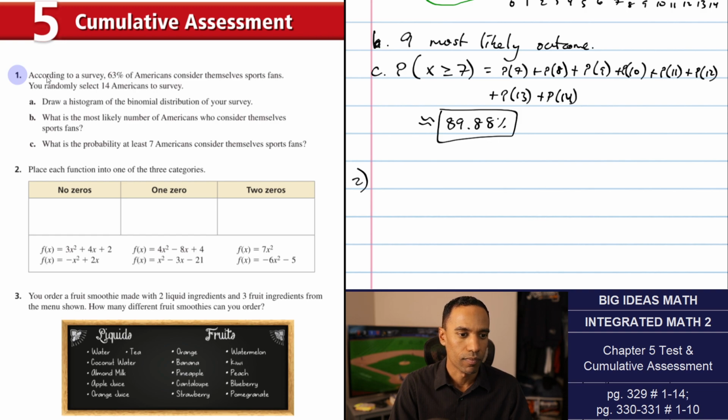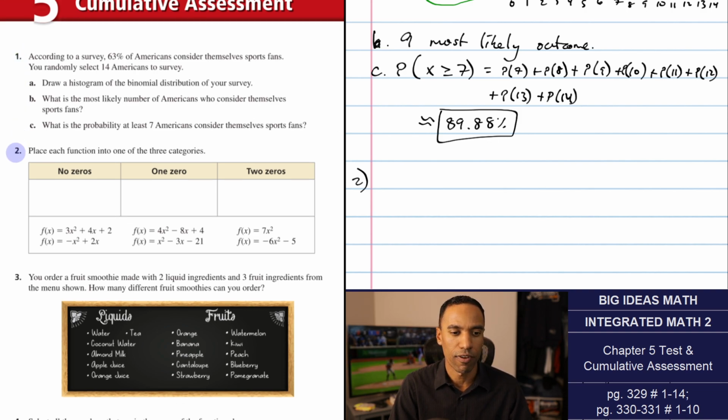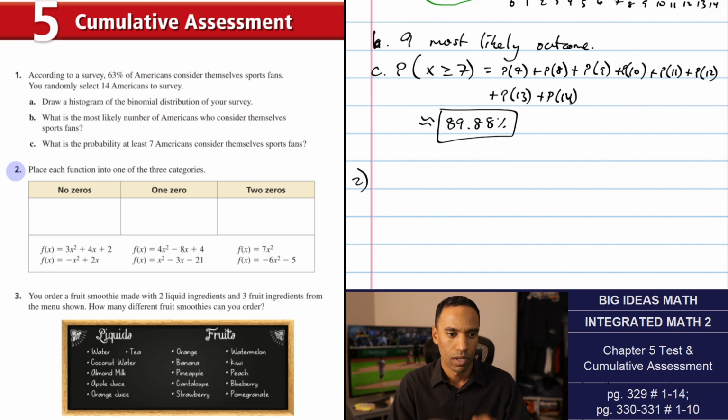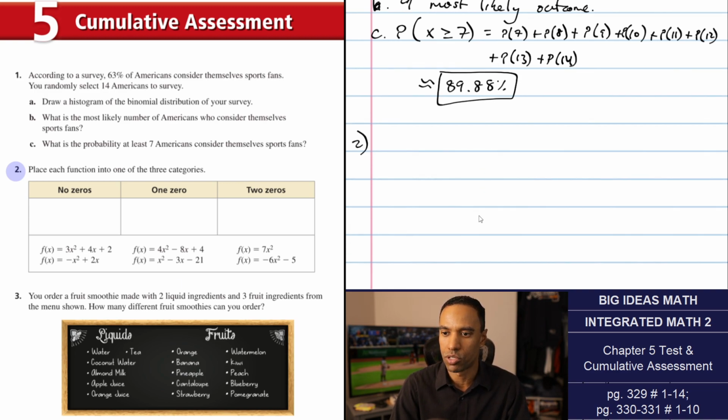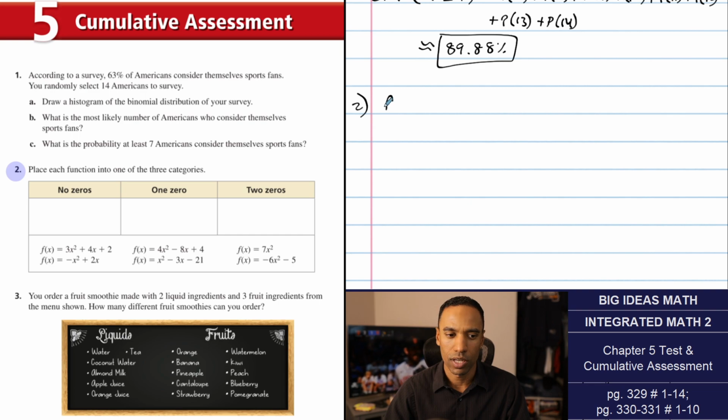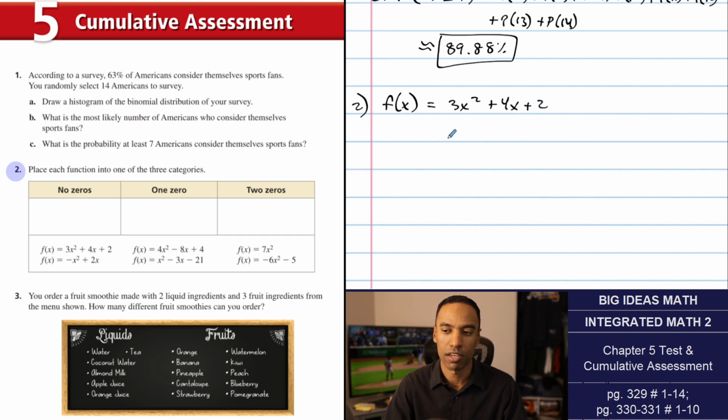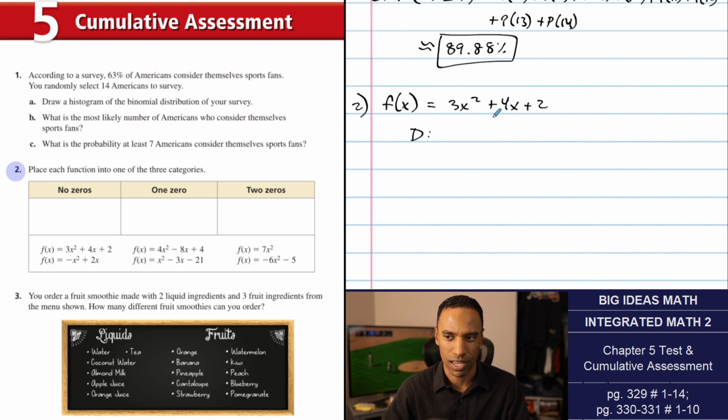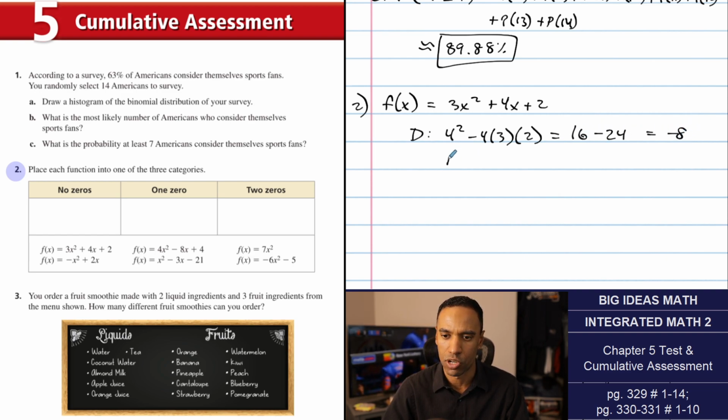Number 2, not a stats-based question. Place each function into one of the 3 categories. So no zeros, 1 zero, or 2 zeros. This is quadratic-based things. We got to take a look at one at a time. And honestly, if I can determine it's factorable, that would definitely mean 2 zeros. But I think for these, let's just work off the discriminant if I can't tell if it's factorable. Here I can't tell. I don't think it's factorable. So let's just try it. B squared minus 4AC is 16 minus 24, which is negative 8. That means no zeros.